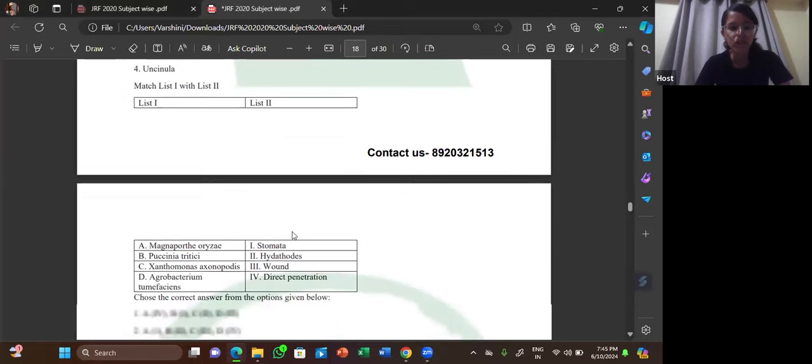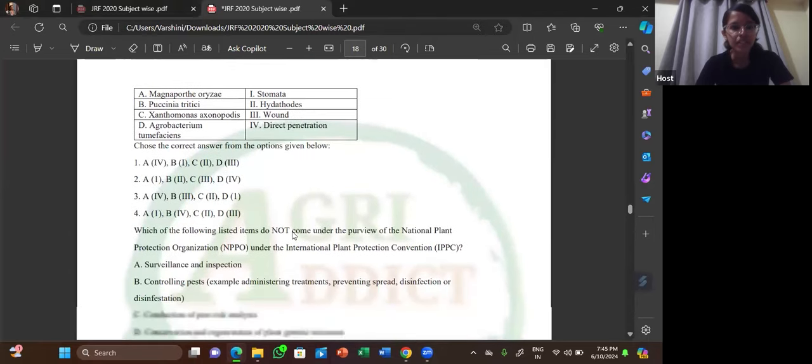Now, let me go to the match the following again. See, here, in the left section, there are causal organisms. And in the right section, there is a mode of entry of the pathogen. Now, you have to say, how does Magnaporthe enter? Or how does Xanthomonas enter into the plant system? Match it and let me know the answer in the chat box. Very good. Option 1 is the right answer.